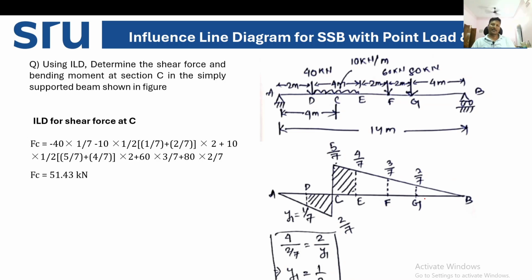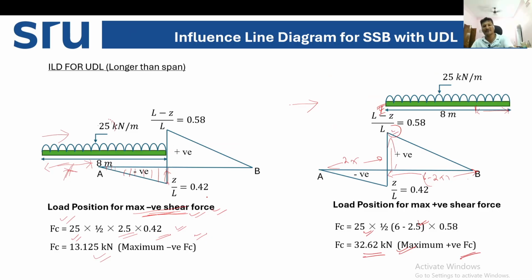In a similar way, I hope you understood how to calculate the maximum positive shear force, maximum negative shear force and maximum bending moment while considering the UDL. One case we have missed here. This is what we have calculated, that is shear force. For bending moment also, what was the ILD? Let's say this is the ILD, right? This is the ILD.